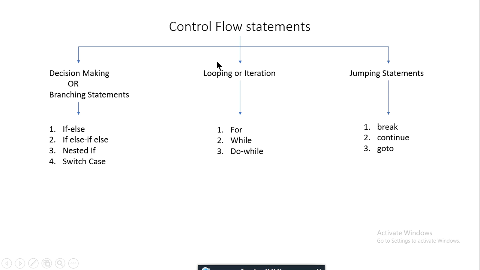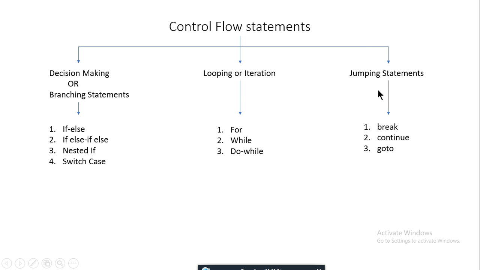The next category is looping. If you want to execute a group of statements more than once, for example, you want to print your name 100 times, then you should put it inside a loop, which is also called iteration. To implement your loop, you have three keywords: for, while, and do while. You can pick any one of those. It will do the same task. There's only a little difference, and based on the programmer's choice, some prefer the for loop, while some prefer the while loop. So you can pick any one of these.